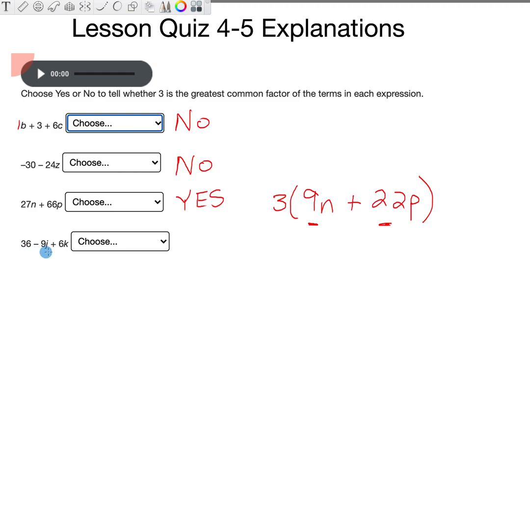And then if we look at this last choice here, all of these are divisible by 3, but we can confirm that that is the biggest common factor by actually factoring a 3 out and see what we get. 36 divided by 3 is 12. Minus 9j divided by 3 is 3j, and then plus 6k divided by 3 is 2k. And if we look at that, 12 and 3 can both be divided evenly by 3, but 2 can't. So none of these can be reduced any further. So this is the greatest common factor. So that is a yes.